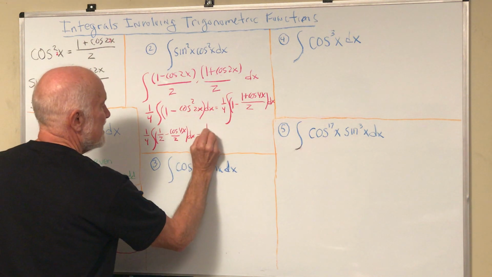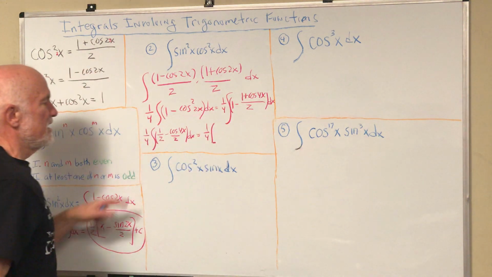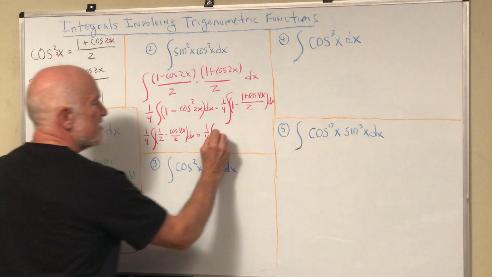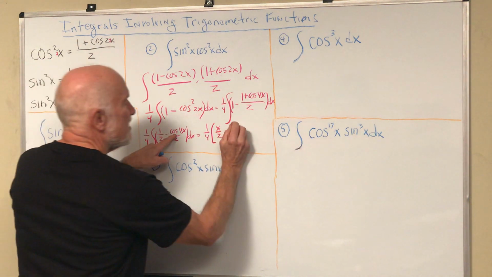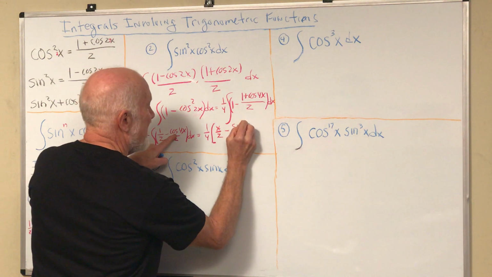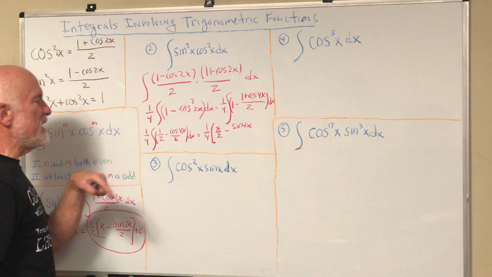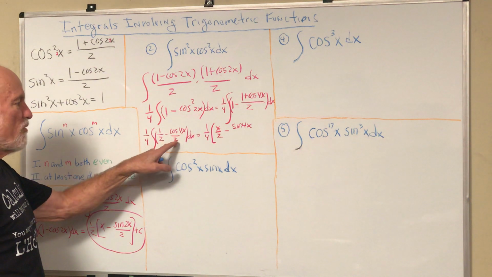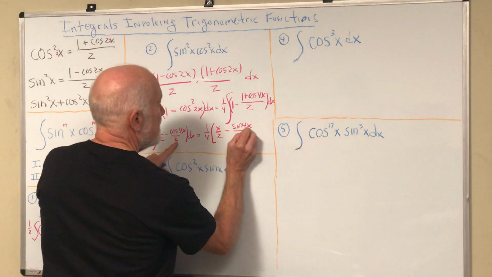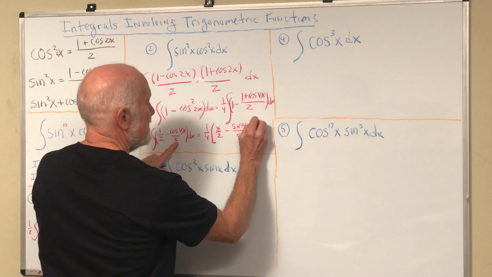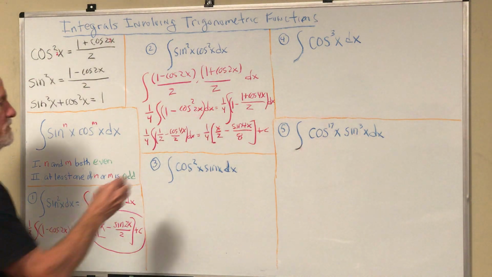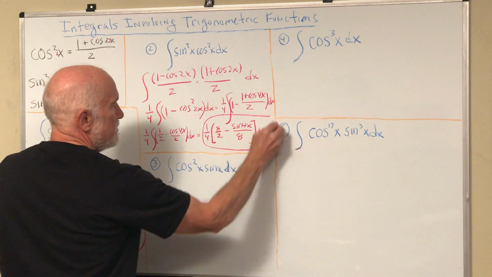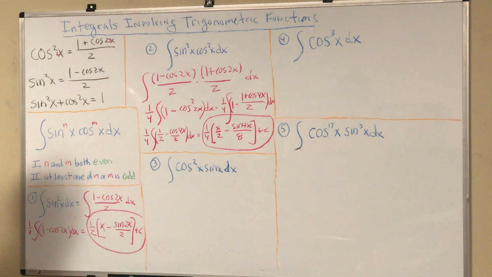Now I think we can take these antiderivatives. The antiderivative of 1/2 dx is 1/2 x. And the antiderivative of the cosine is the sine, but then we have to divide by 4, and it's already divided by 2, so then it's going to be over 8, plus c, and we've got an answer. Okay, so much for case 1, when they're both even.